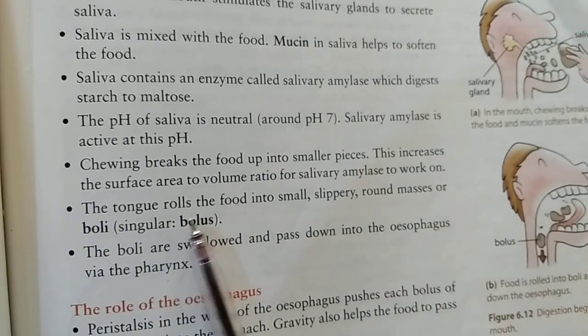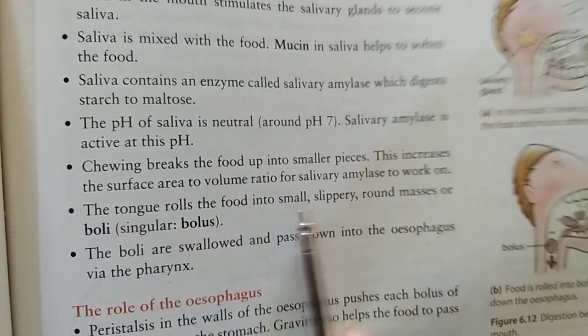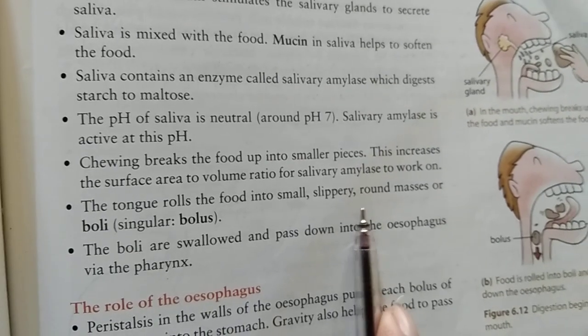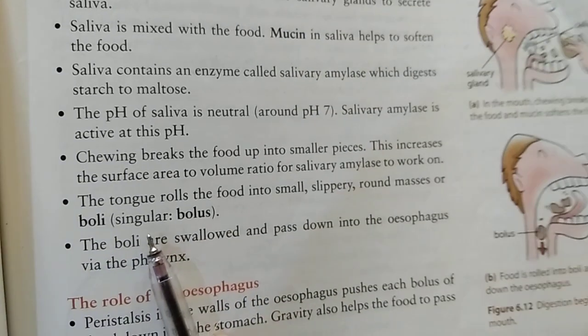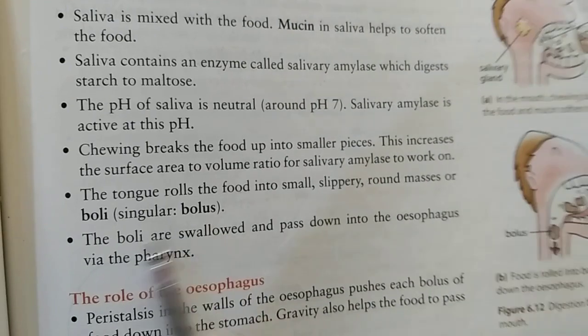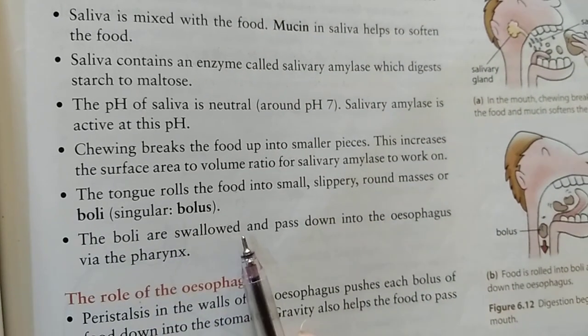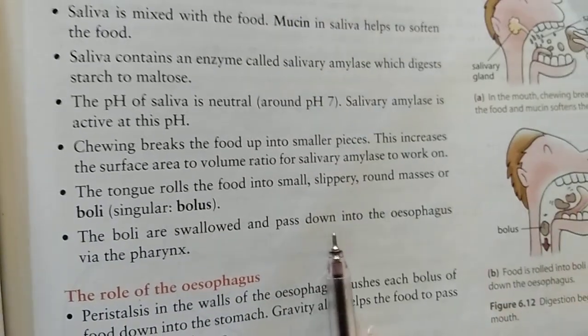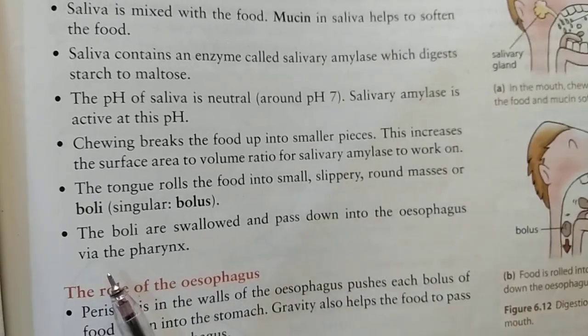The tongue rolls the food into small, slippery, round masses called boli, singular bolus. The boli are swallowed and passed down into the esophagus via the pharynx.